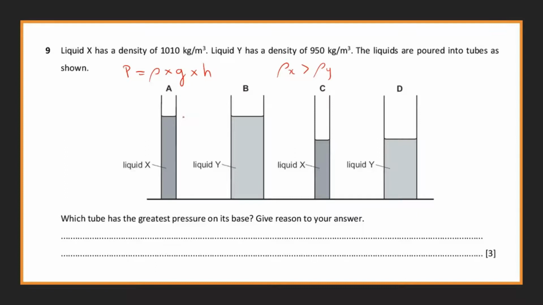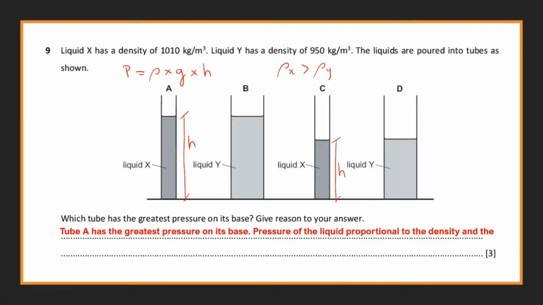Because, once again, the depth of tube A, this is the depth, is greater than the depth of liquid X inside tube C. Let's answer the question. Tube A has the greatest pressure on its base. Pressure of the liquid is proportional to the density and the depth of the liquid. The greater the density and the deeper the depth of the liquid, the greater the pressure.